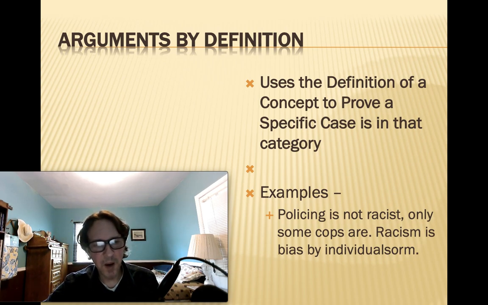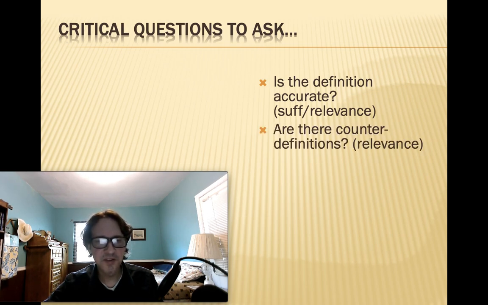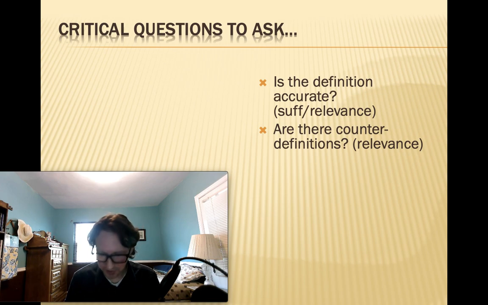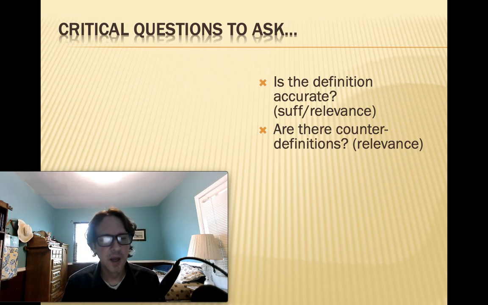Obviously, to rebut this, I could offer a counter definition, say, no, racism is about institutional practices. It's not about individual beliefs. So we could ask some questions or rebut this. Is this definition accurate? Is this how most people define racism? Most experts define racism? So are there counter definitions? Obviously, there are counter definitions that say racism isn't really about individuals, but it's about institutional practices.